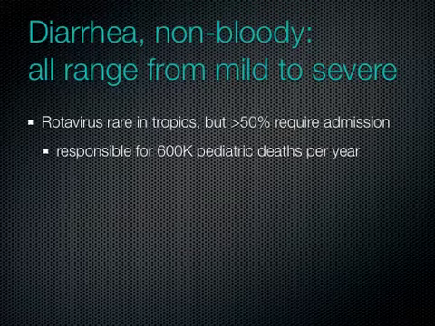Most of the time, it's a virus. Rotavirus is actually comparatively rare in the tropics compared to developed countries, but kids get much sicker from it. So over 50% require admission for rotavirus, and actually 600,000 kids die every year from rotavirus worldwide. That's crazy, right? And that's why we vaccinate our kids in the developed countries. But nearly all kids in the tropics, if they do survive it, have been infected with rotavirus by age 2. So they're going to be immune from there on out.